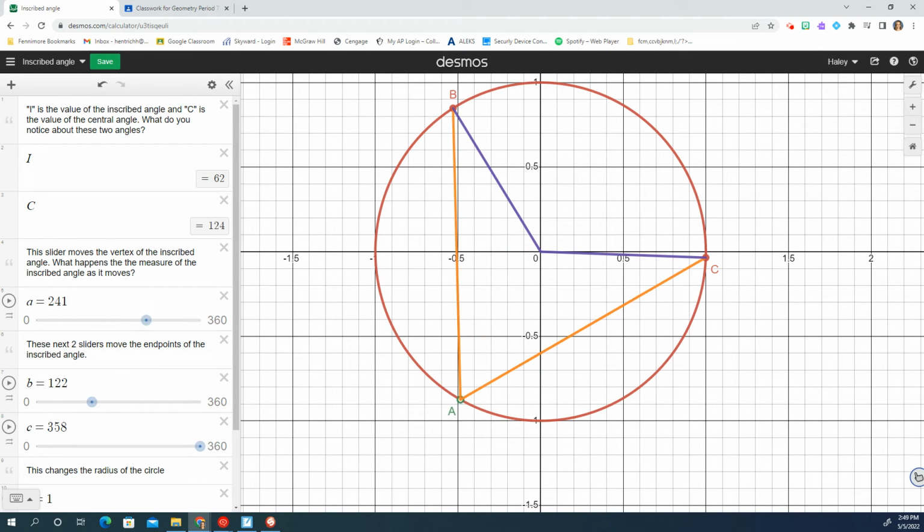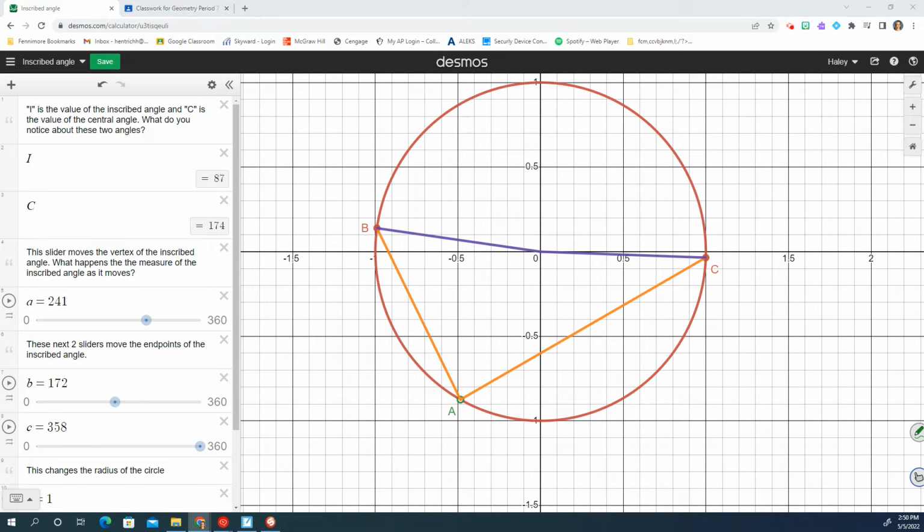Now let's slide B. Let's make that intercepted arc a little smaller, like that. Is that inscribed angle still half of that central angle? Yes. Half of 78 is 39. Let's make it really big, like this. Okay, this time my inscribed angle, angle A, is 87 degrees. Central angle, 174, still half. So no matter where you're at in your circle, that will always hold true.